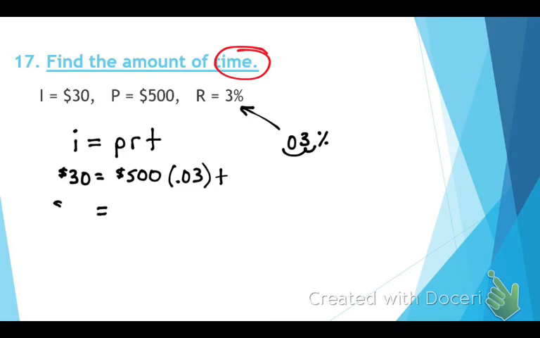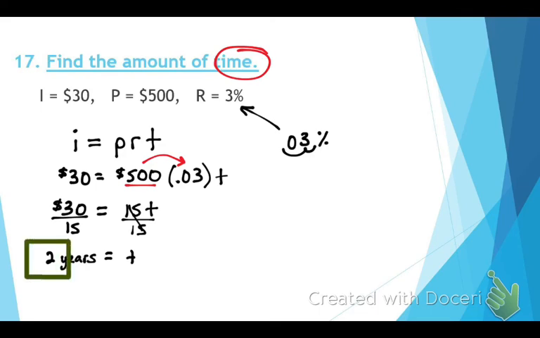Okay, so go ahead and drop down. We've got $30 on the left side, and on the right-hand side, you can multiply these two things together. When you multiply them together, we get 15T, and then remember we want the T to be by itself, and then you can see here the answer is 2, and you always want to have units attached, so we've got 2 years as our answer.